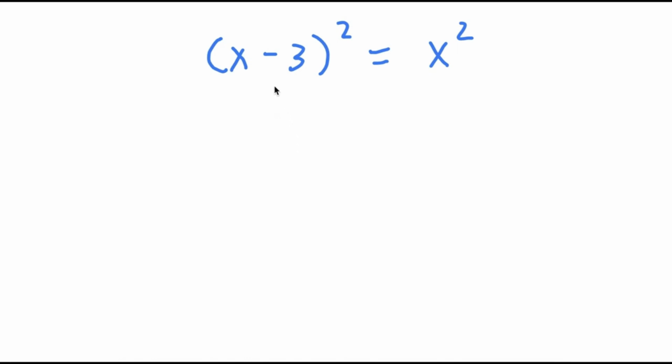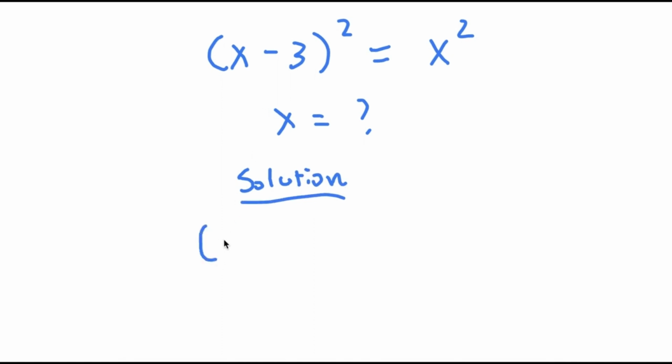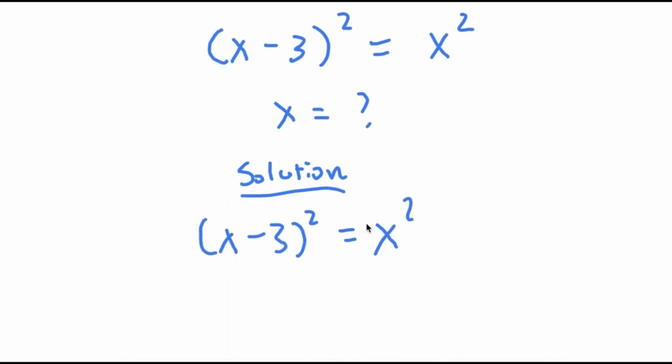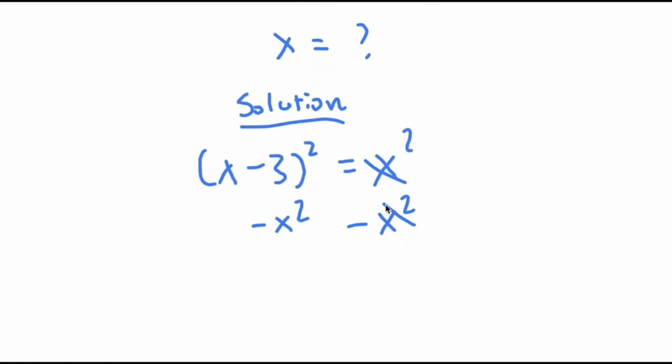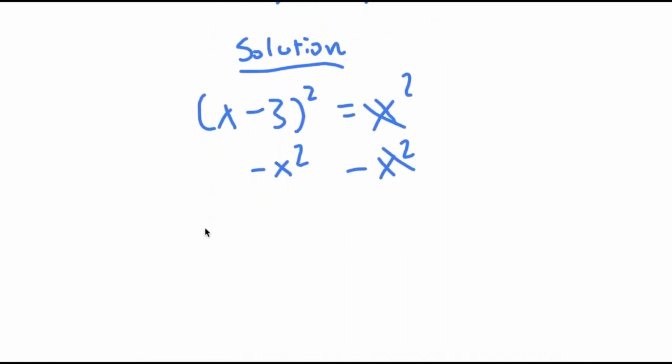Alright, so in this problem I have (x - 3)^2 is equal to x^2. To solve this, I want to find the value of x. So for my solution, first start with (x - 3)^2 is equal to x^2. Then I'm going to subtract x^2 on both sides. So now I have (x - 3)^2 - x^2 is equal to 0.